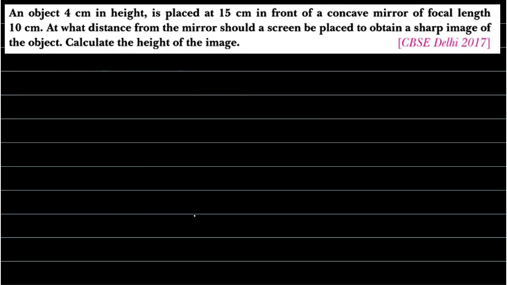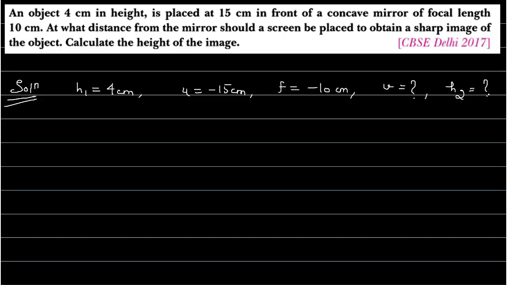Next question. Now pause the video, solve it yourself. An object 4 centimeter in height, very good, h1 is given, 4 centimeter, is placed at 15 centimeter, u is given, minus 15 centimeter. F is also given, minus 10. They are asking v and they are asking h2. I think now you would be able to do it. We have done one question like this. Pause the video, do it. I'm also solving for you.